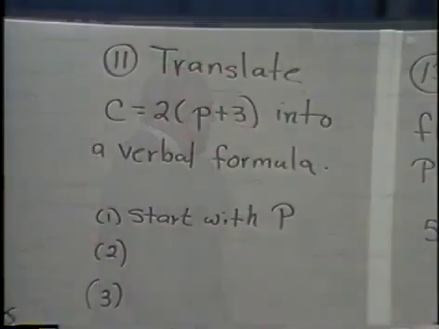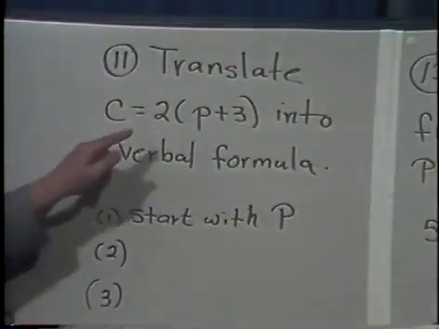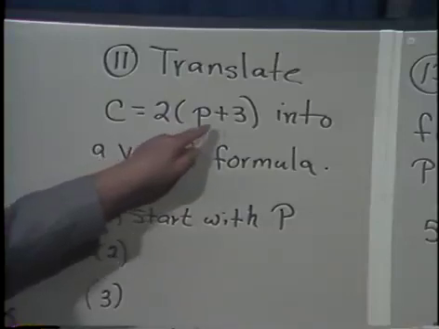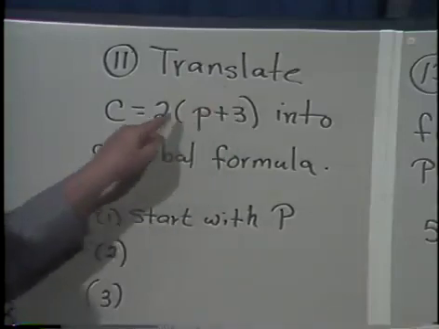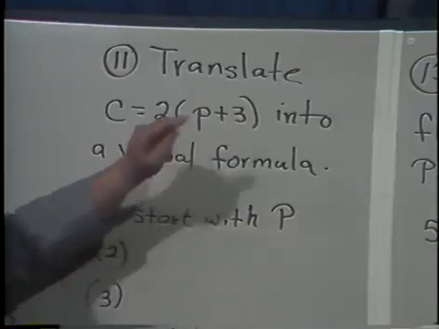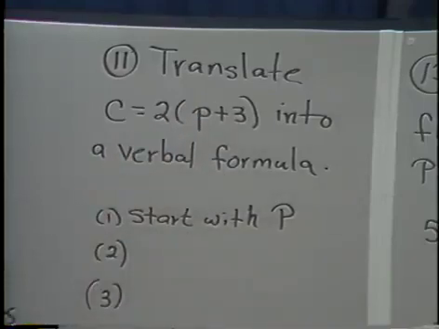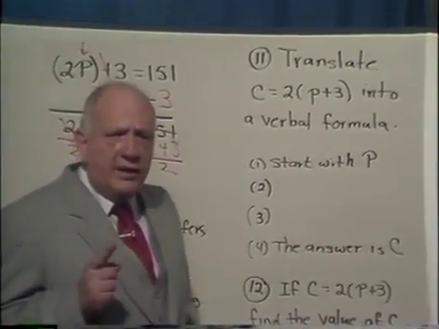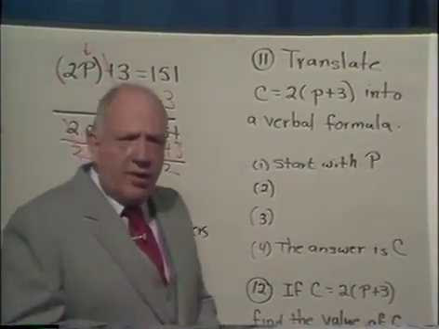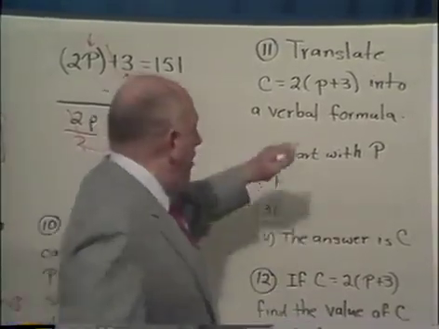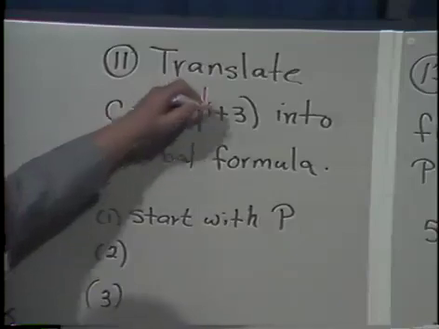Number 11 says, translate the following. C equals 2, open parentheses, P plus 3, close parentheses, translate that into a verbal formula. Now, what's the trick to this? Look for the letter that's scrambled with the numbers. The letter that stands by itself, that's going to be the answer. So you go over here, and now you've found the P.